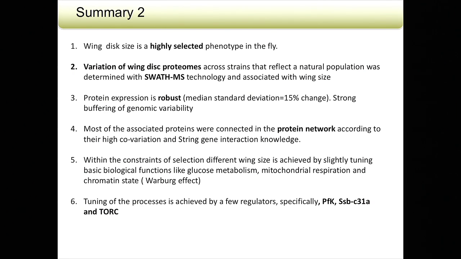So, to summarize what I showed, we chose a highly selected phenotype in the fly, the wing disk size. We measured the variation of the wing disk proteins with mass spectrometry techniques that we discussed this week. The protein expression is very robust. Very small change between these flies, so there's a very extensive buffering of this genomic variability at the level of proteins, and we can find a number of key factors like these proteins here, which are tuning as regulators very big and very essential processes in the cell, like the energy production of ATP away from respiration to glycolysis, or away from glycolysis to respiration. And this is, of course, an interesting finding.